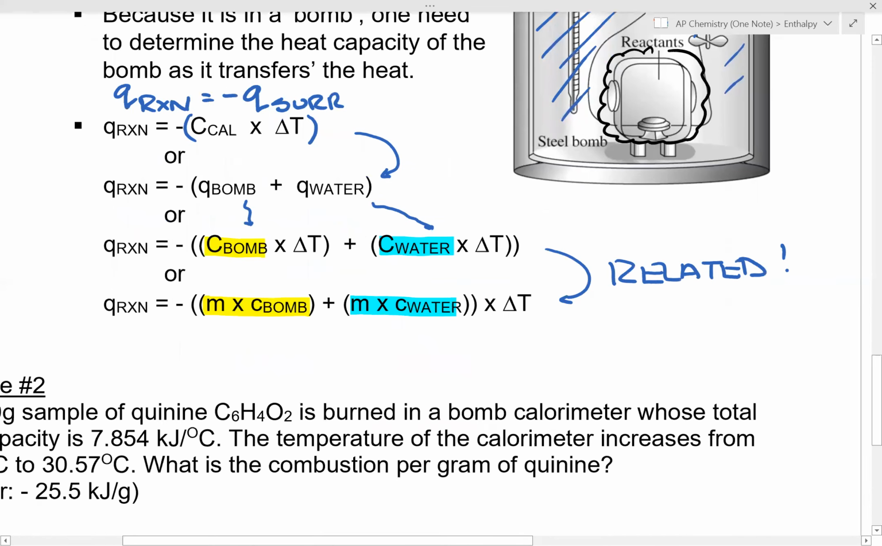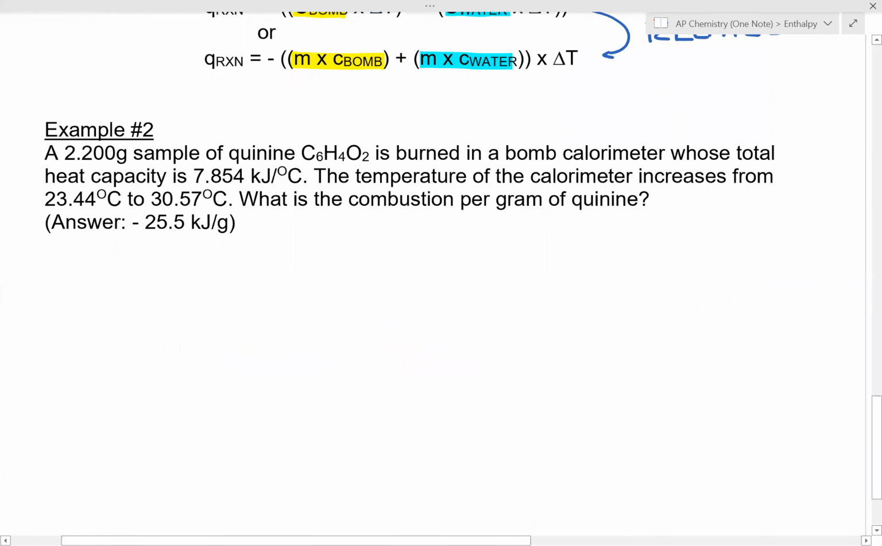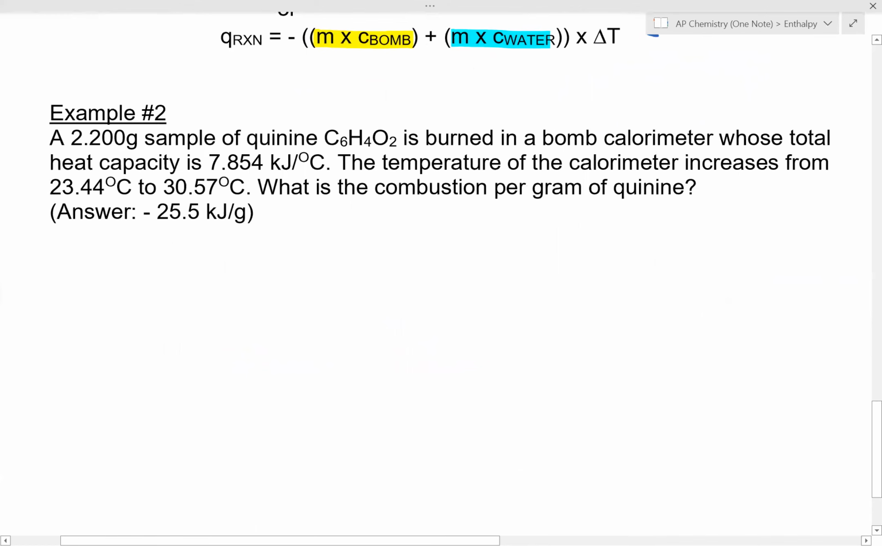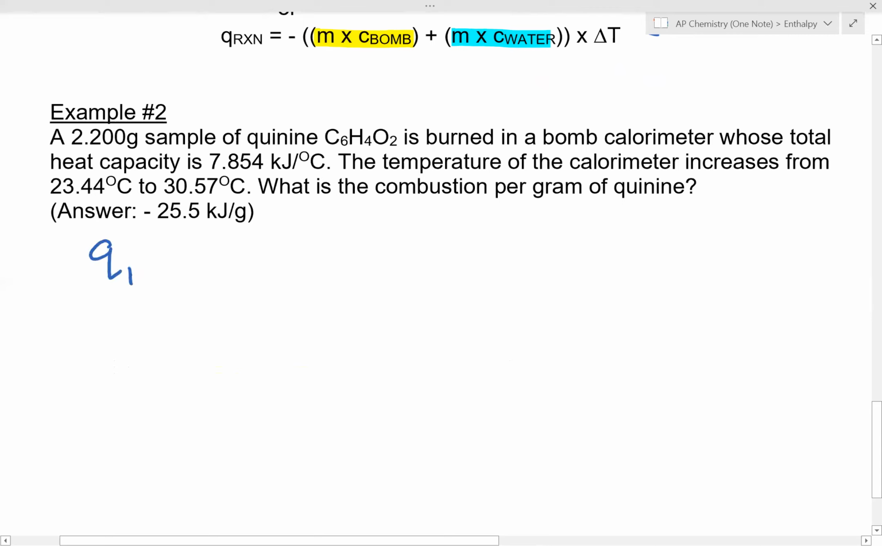So let me give you an example here. It says a 2.2 gram sample of quinine is burned in a bomb calorimeter whose total heat capacity is 7.854 kilojoules per degree Celsius. The temperature of the calorimeter increases from 23.44 degrees Celsius to 30.57 degrees Celsius. What is the heat of combustion per gram of quinine? Now, again, we go Q reaction is equal to negative Q surroundings.